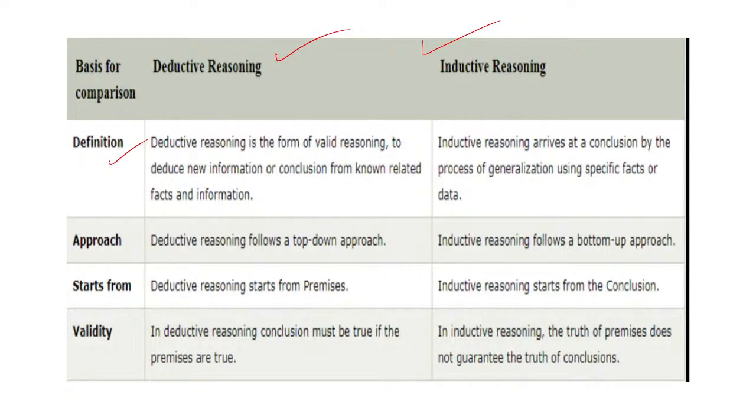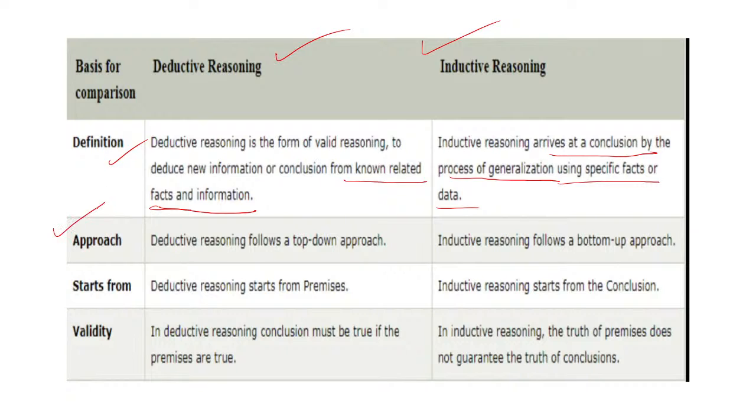This is the definition of both. Deductive reasoning is a form of valid reasoning to deduce new information or conclusion from known related facts and information. We are getting a conclusion from the known related facts, whereas inductive reasoning arrives at a conclusion by the process of generalization using specific facts or data. We are getting to generalization after specific facts.